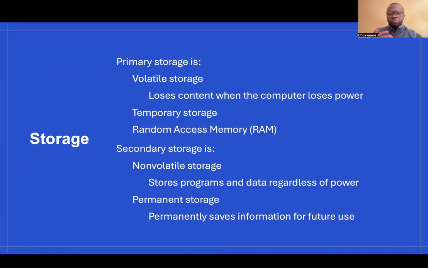So what are those storage? We have primary, which is volatile, meaning what? It loses data when the computer loses power. We saw it in the previous lesson. Now, in this storage, we have a temporary storage within the primary storage, which is random access memory, which typically does not hold data long. It holds the data you are working on.